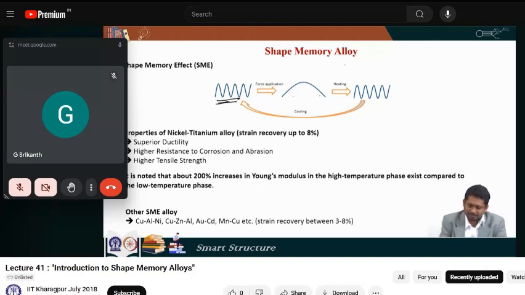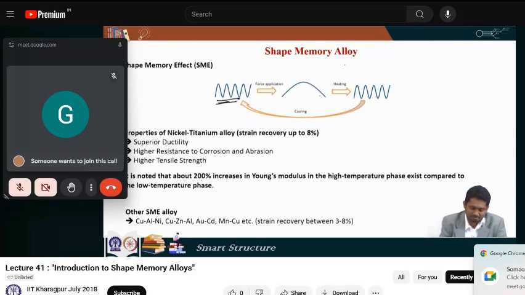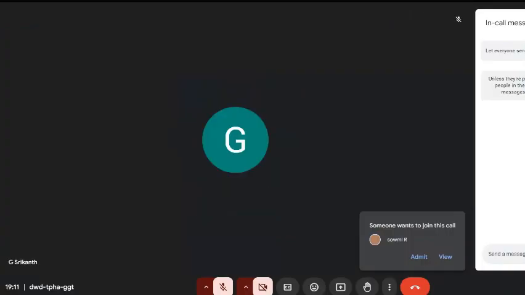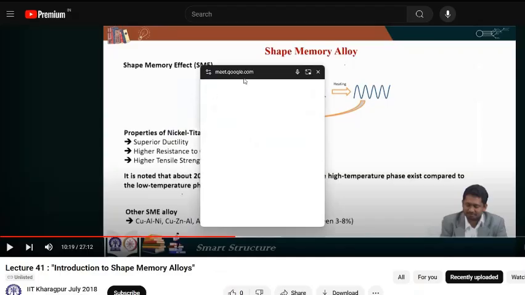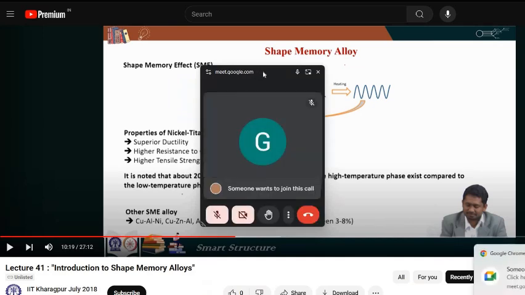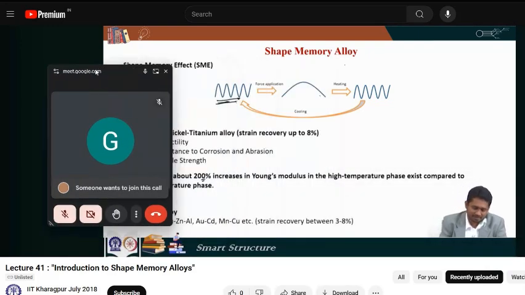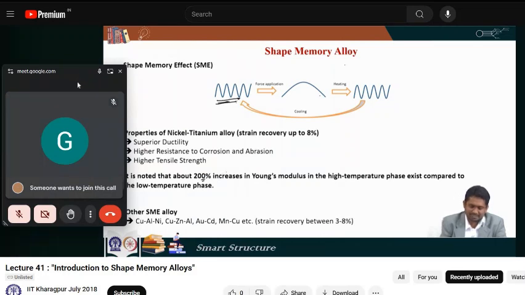Now this shape memory effect comes into the picture because this material remains in one of 2 phases depending on the temperature and temperature history, and these 2 phases show distinct material behavior. For example, for Young's modulus, there can be around 200% variation between these two phases. That is in the case of nickel titanium alloy.